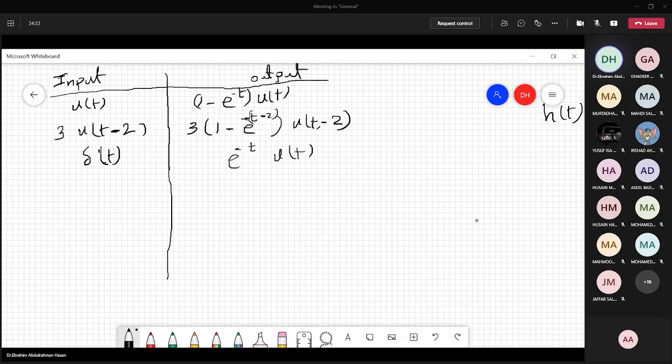If the input is minus 2 u of t plus 5 delta of t minus 3, then it is a combination of the two. A combination of two means that we are applying superposition. We find the output from here and the output from here separately, then add them together.